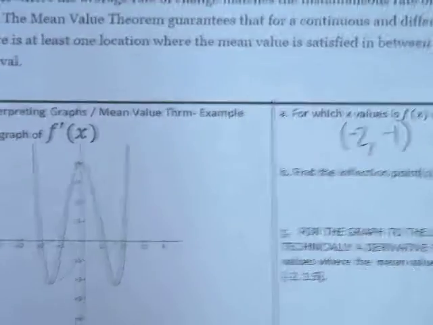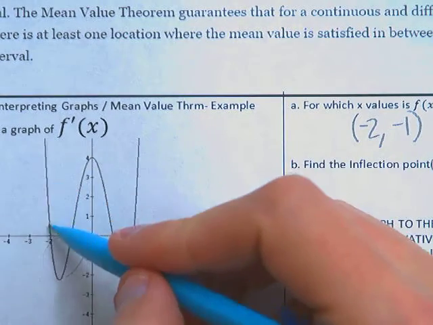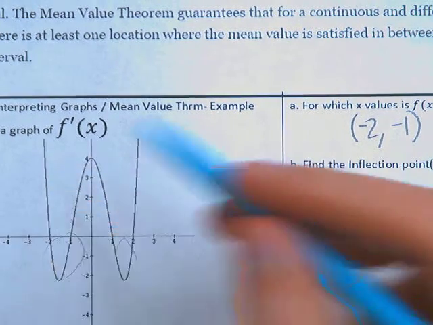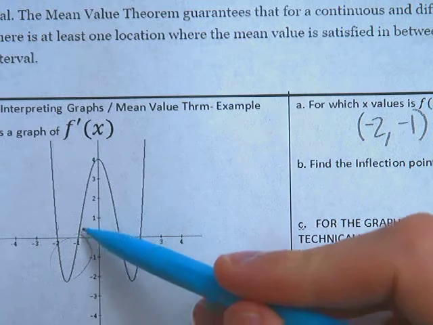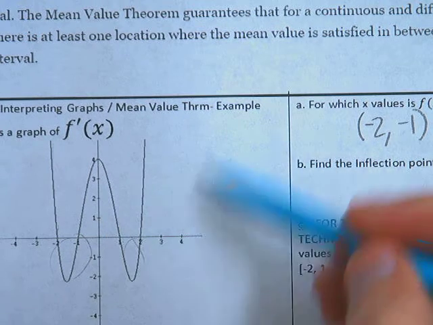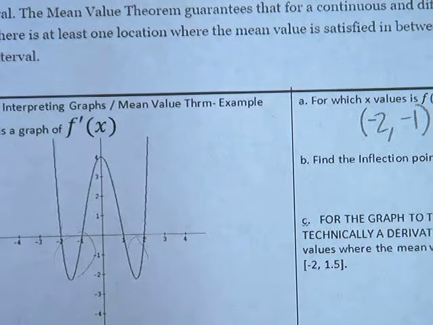If I ask where is it increasing, it'd be here. So from -3 to -2, or -infinity to -2. From -1 to 1, and from 2 to wherever you think this goes off to, infinity.